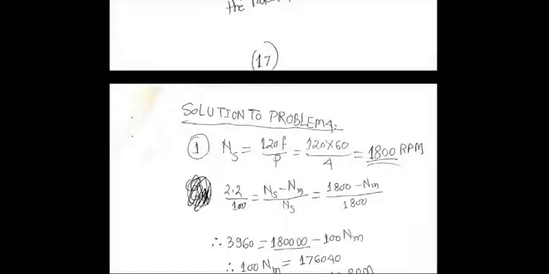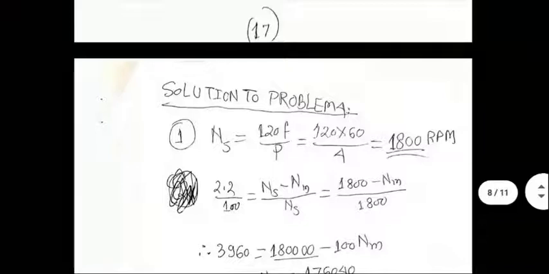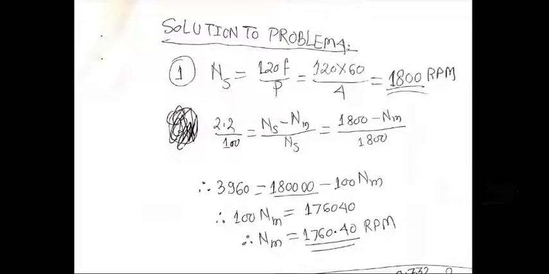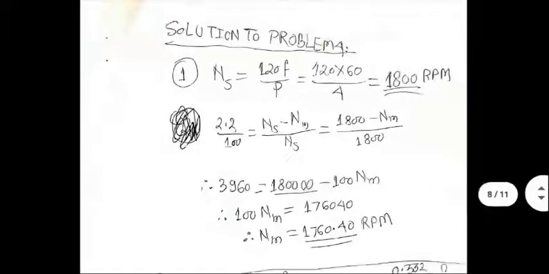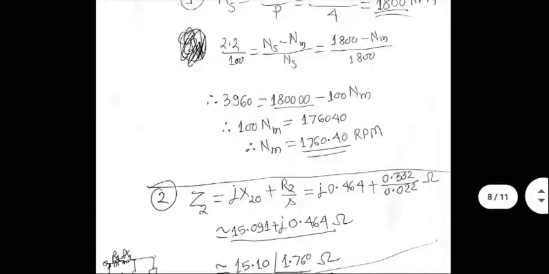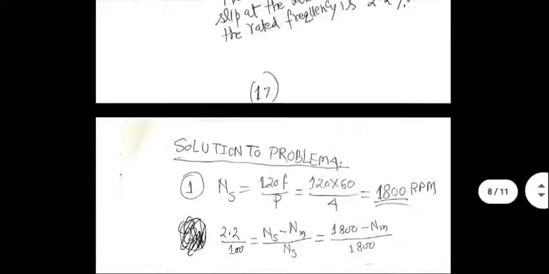Slip is 0.022. From there, you can figure out the rotor speed, which I am calling Nm rather than N. You get rotor speed or motor speed at 1760.40 RPM. So part 1 is easy. Rotor speed or motor speed is 1760.40 RPM.